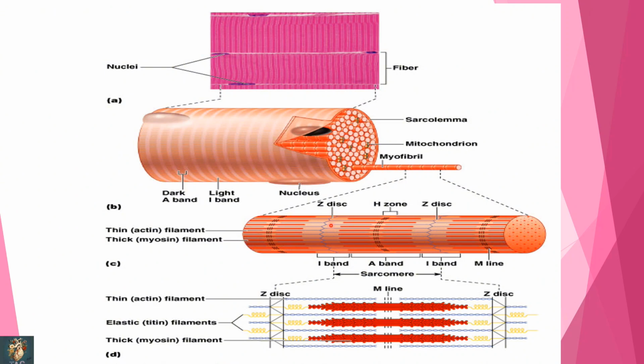This is the Z disc. In the center, the actin filaments are present, which is the lighter area called the I band. This is the darker area called the A band. In the center you can see the H zone, and in the center of the H zone you can see the M line which is present.